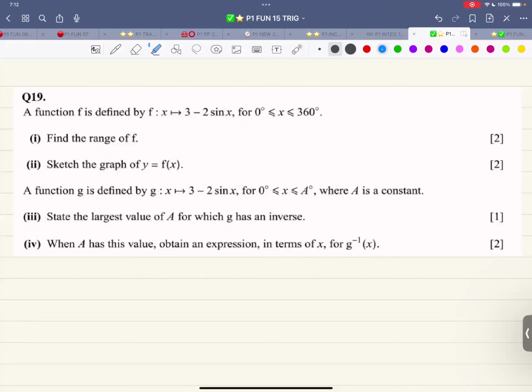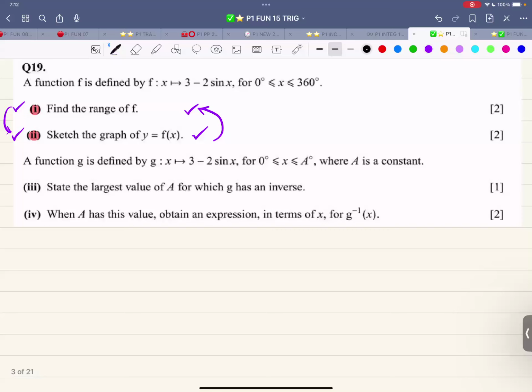Now, one thing that we need to realize is that the range of f and the sketch could be done in two different ways. What I mean to say is that we can first find the range, then draw the sketch, or first draw the sketch, and based upon the sketch, find the range. So both methods are possible.